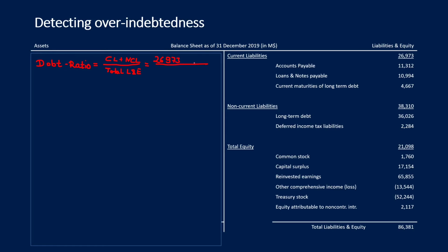So here we have 26,973. That's this. Plus 38,310, like this, and divided by 86,381. So here we see a debt ratio of 75.6%.